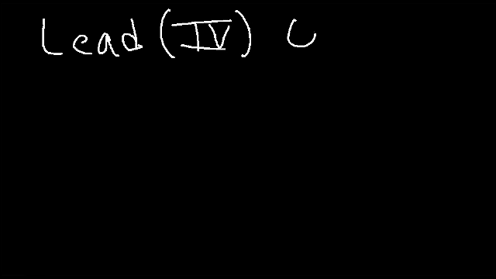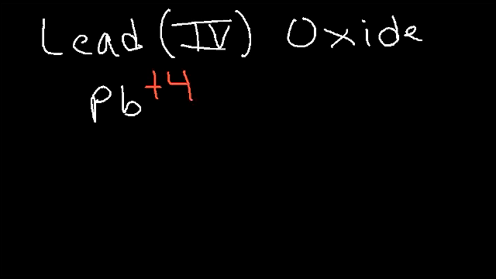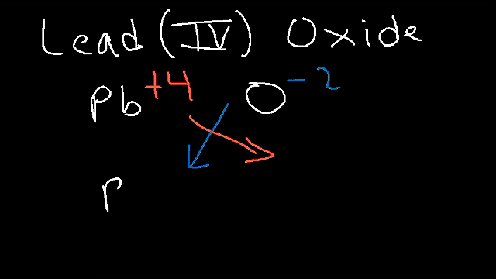Go ahead and try this challenge problem. Lead(IV) oxide. This is going to be the last example for today. So lead has a plus 4 charge. Oxide has a negative 2 charge. So using the crisscross method, we're going to have a formula that's Pb2O4.